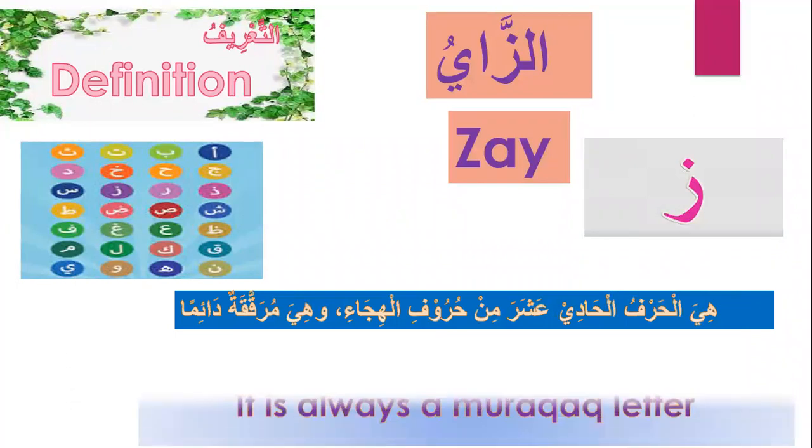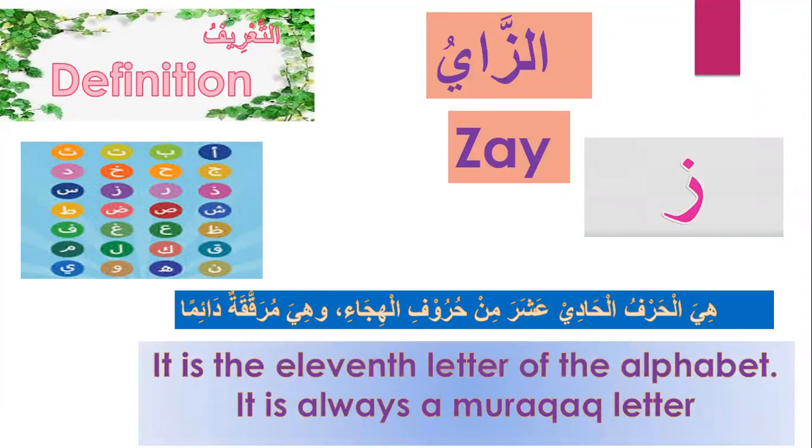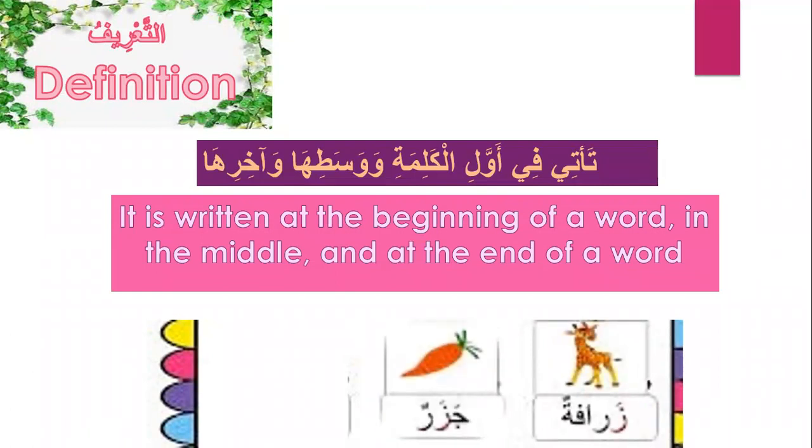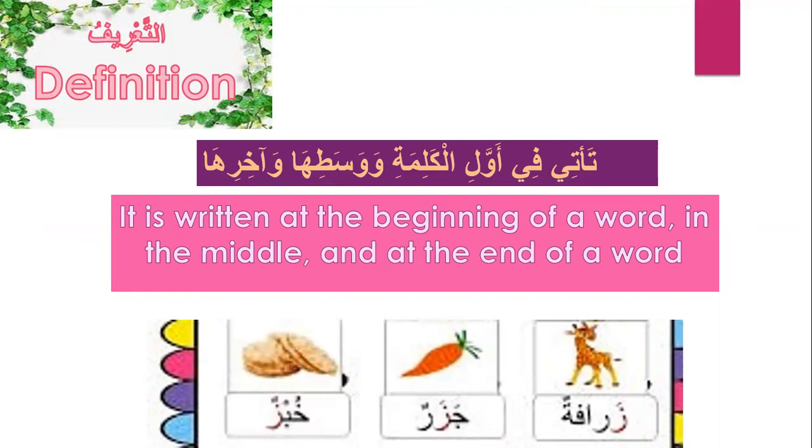The definition of Zai. Zai is the 11th letter of the alphabet. It's always a murakkak letter. It's written at the beginning of a word, in the middle of a word, and at the end of a word. In the beginning, it's like zarafa. In the middle, like jazar. At the end, like khobz.